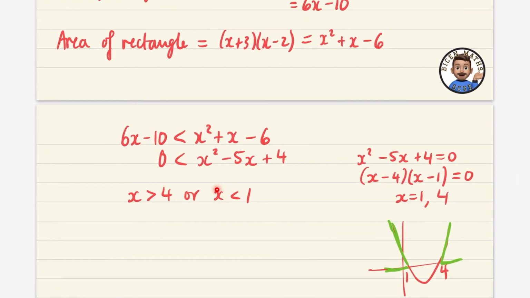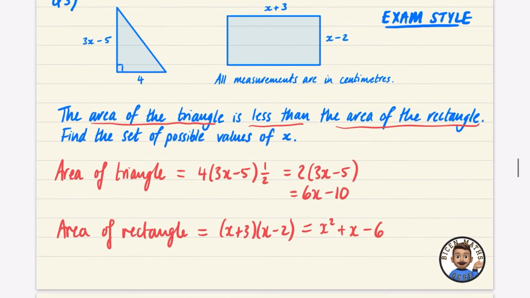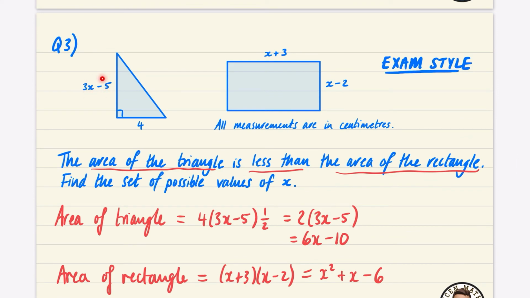Can x be greater than 4 and can x be less than 1? Well, if x is greater than 4, we would have 3 times, I don't know, let's say it's 5. 3 times 5 minus 5. Yeah, you could have a triangle that was 10 by 4. 3 times 5 is 15. 15 minus 5 is 10. And if it was 5 over here as well, we could have 8 times by 3. Yeah, that seems to make sense.